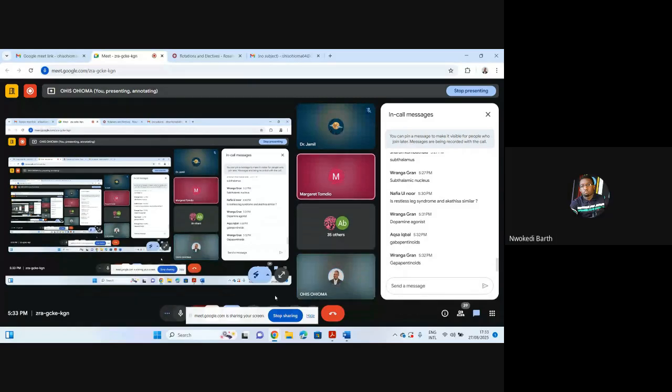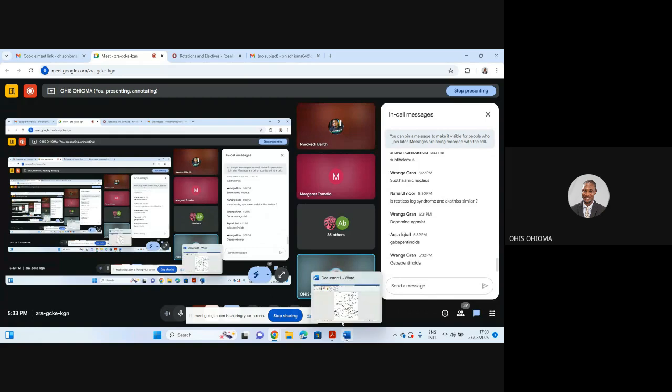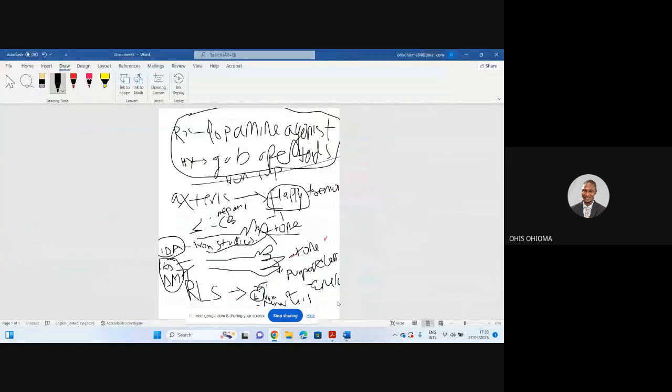Why we ask the question is because sometimes the options may not give you dopamine agonists directly, but will give you examples of drugs that are dopamine agonists. So I think the only dopamine agonists that you can use for restless leg syndrome are the ones that end with -nole.